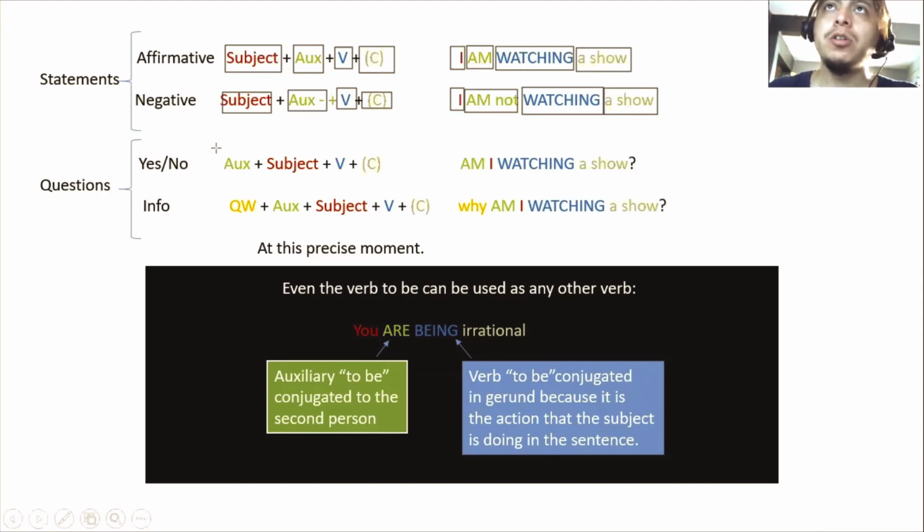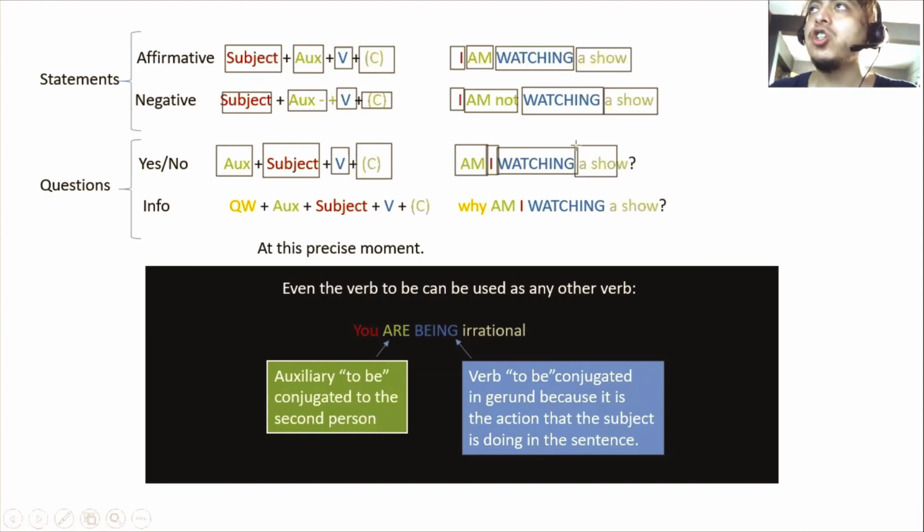How do you make a question? You invert them. Instead of subject auxiliary, you start with auxiliary subject, verb with ing, and then you have your complement. So, am I watching a show? It's kind of weird to ask a yes/no question about myself. Am I watching a show? It's like I'm not sure, and I am asking myself. Maybe yes, I'm watching a show. No, I'm watching a show. Normally, you use another person.